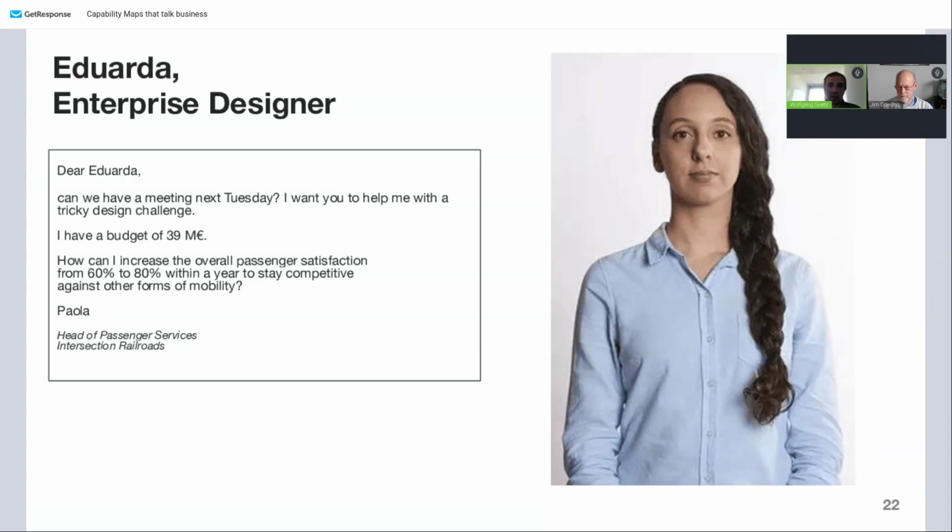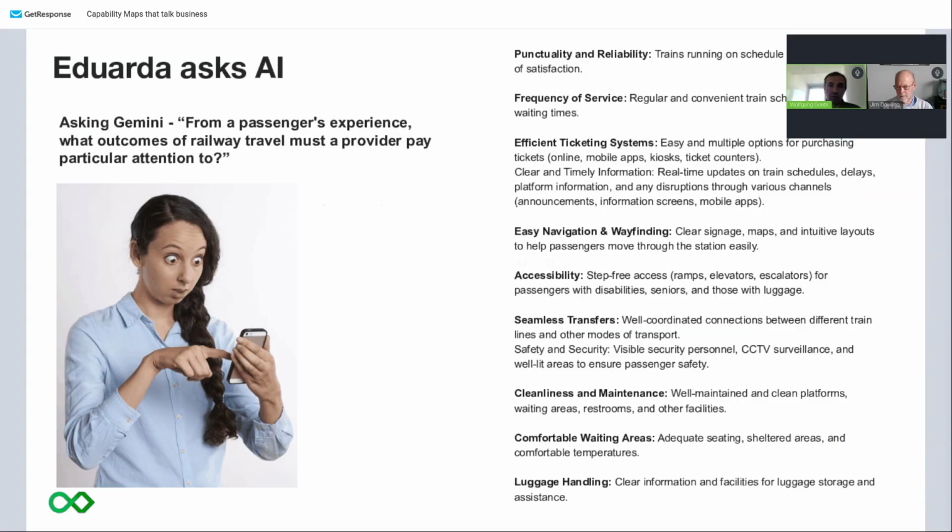And now she has a mandate, and preparing for this mandate, she asks Gemini, for example, or ChatGPT or other machine learning algorithms, which is a good idea. For example, she asks Gemini, from a passenger's experience, what outcomes of railway travel must a provider pay particular attention to? And it's really exciting how much input you can get already from AI.